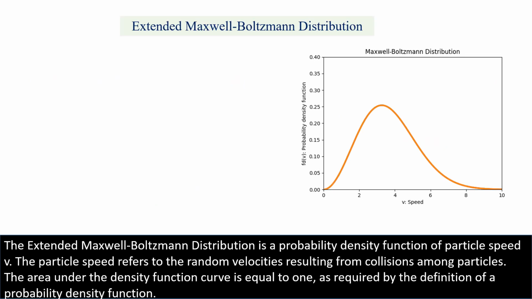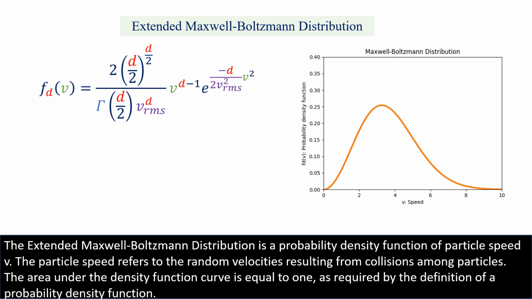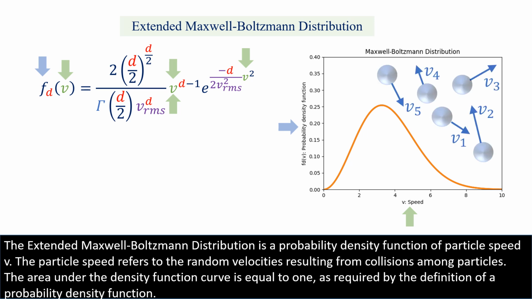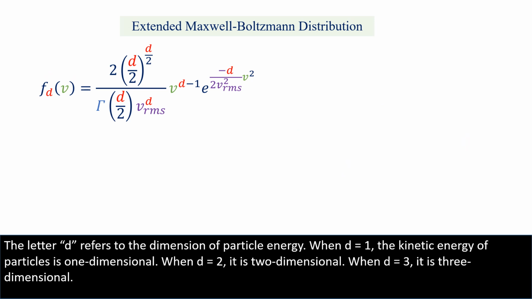The extended Maxwell-Boltzmann distribution is a probability density function of particle speed, v. The particle speed refers to the random velocities resulting from collisions among particles. The area under the density function curve is equal to 1, as required by the definition of a probability density function. The letter d refers to the dimension of particle energy.